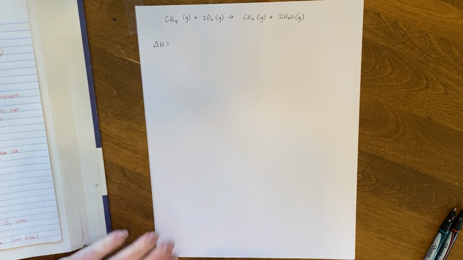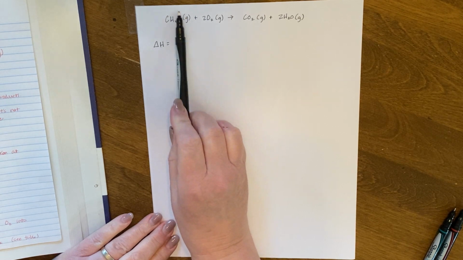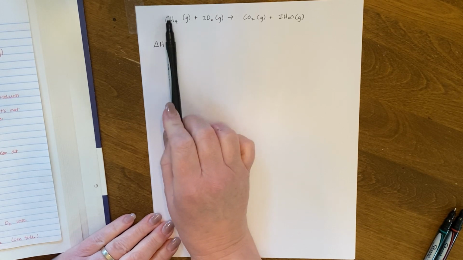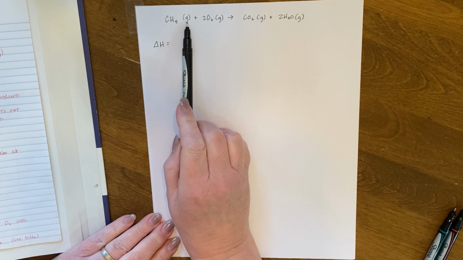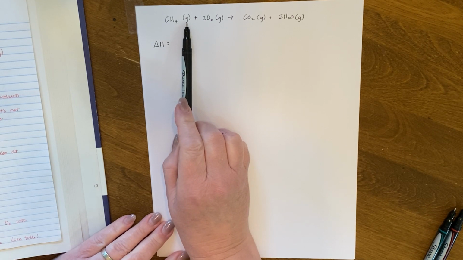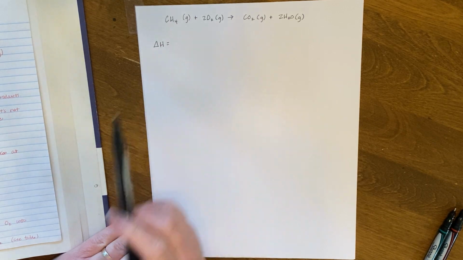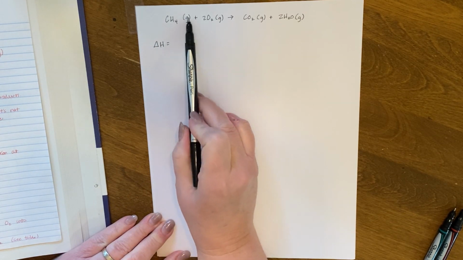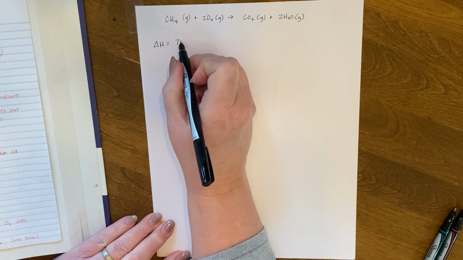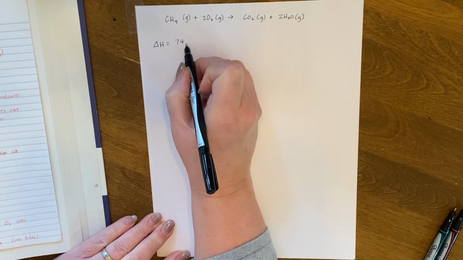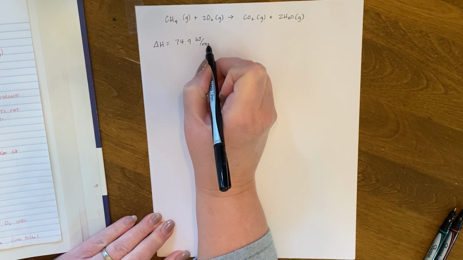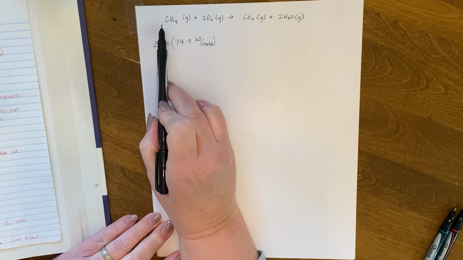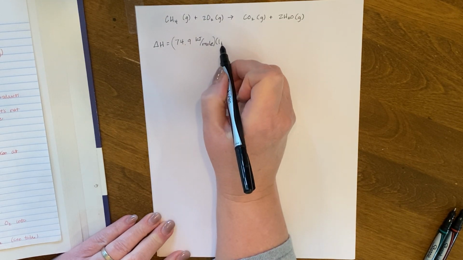Okay, so we know we need to break down this molecule. If we look at our table, to create this molecule, and remember we're looking at it in its gaseous form, it's the very first entry on the table. To create this molecule takes negative 74.9 kilojoules per mole. So to break this molecule, we're going to take the opposite of that, 74.9 kilojoules per mole. Okay, and according to this balanced equation, we just have 1 mole of that.